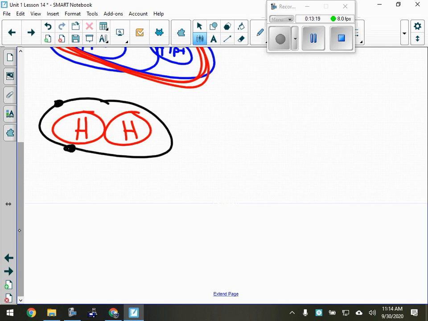When that happens, electrons are negative, so we get a temporary negative charge, which leaves this as a partial positive charge, okay?